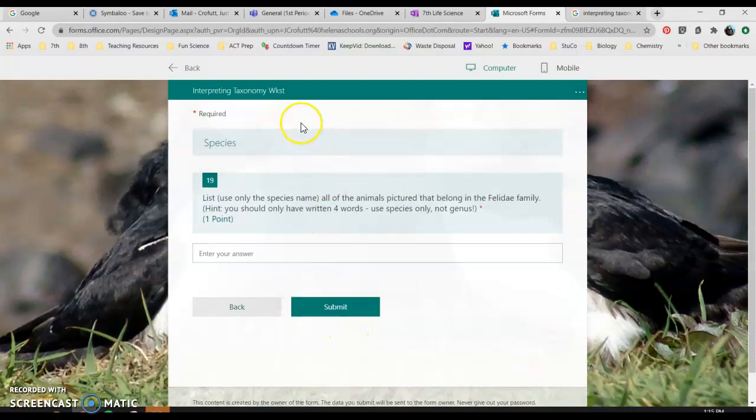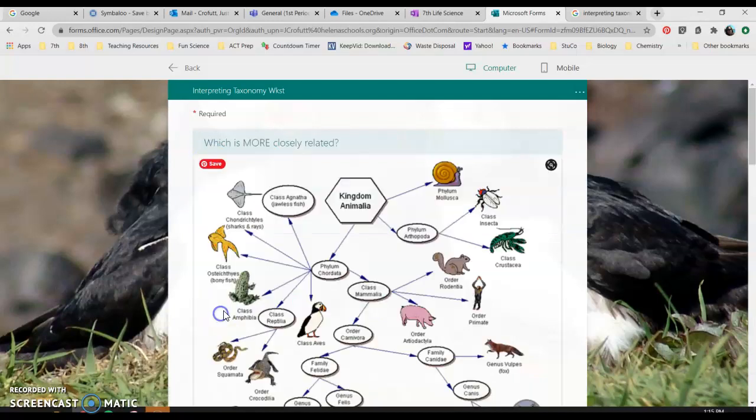Your last section is just one class, and I'll put the species up here for you. It says, use only the specific name of all the animals pictured that belong in the Felidae family. Hint, you should only have written 4 words. Use the species only, not genus. So you guys only have one. Use the species name and list all of the animals pictured that belong in the Felidae family.